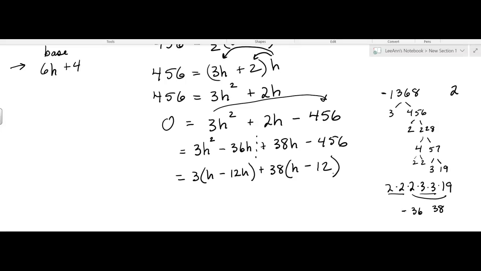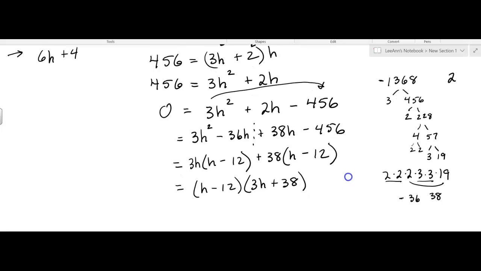Oh, I have a little mistake, don't I? I have an extra h in there running around. All right, let me just redo that part. It should have been 3h times h minus 12. This is a hard problem. Okay, now we get h minus 12, and we get 3h plus 38. So that's how it factors.